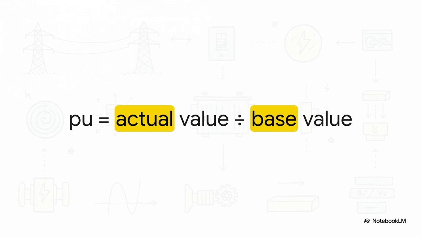And that brings us to the wonderfully simple formula driving the whole shebang. The per-unit value is just your actual value divided by your chosen base value. Simple division. If we pick one system-wide power base and then set specific voltage bases for each individual zone, suddenly, every voltage in your entire network will just glow right around 1.0 pu. And because of how the math shakes out, those transformers become almost totally invisible in your calculations.